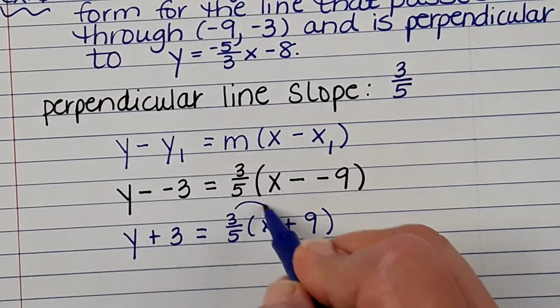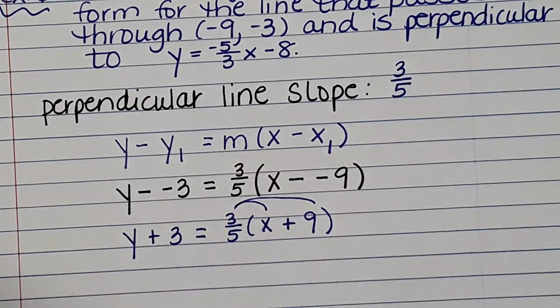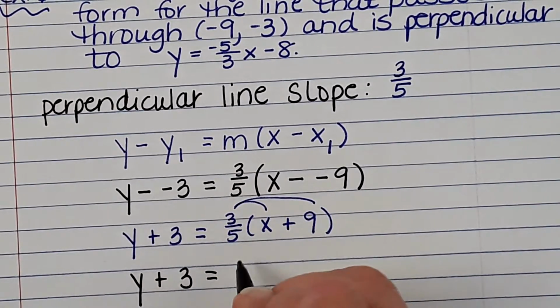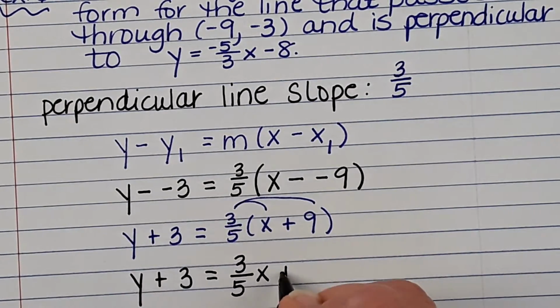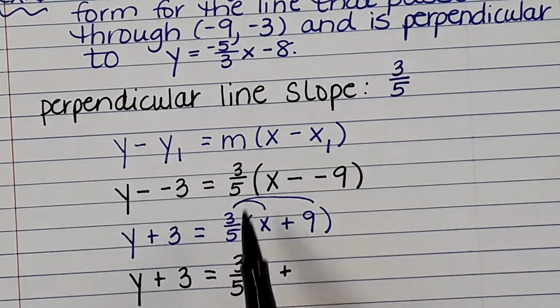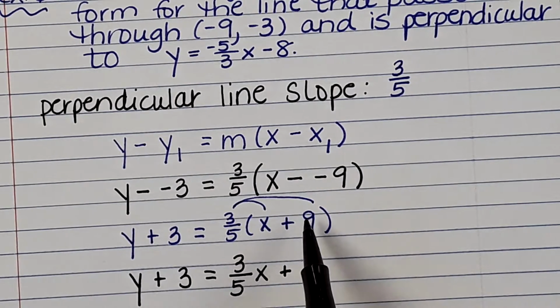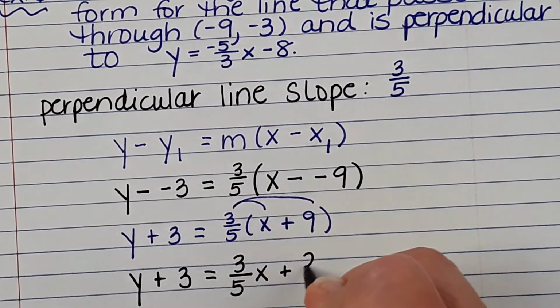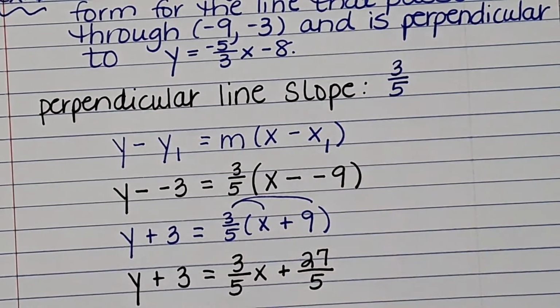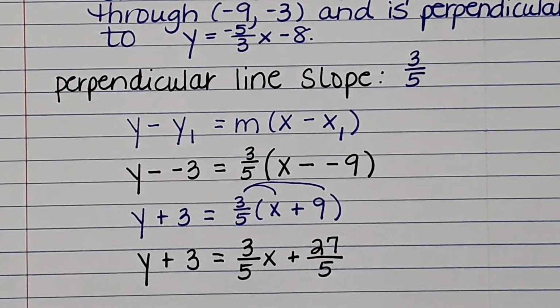I'm going to distribute. Three-fifths times x is 3/5 x. 3/5 times 9. Well, what is 3 times 9? And then I just put the denominator of 5. Am I in slope-intercept form yet? No. Nope.